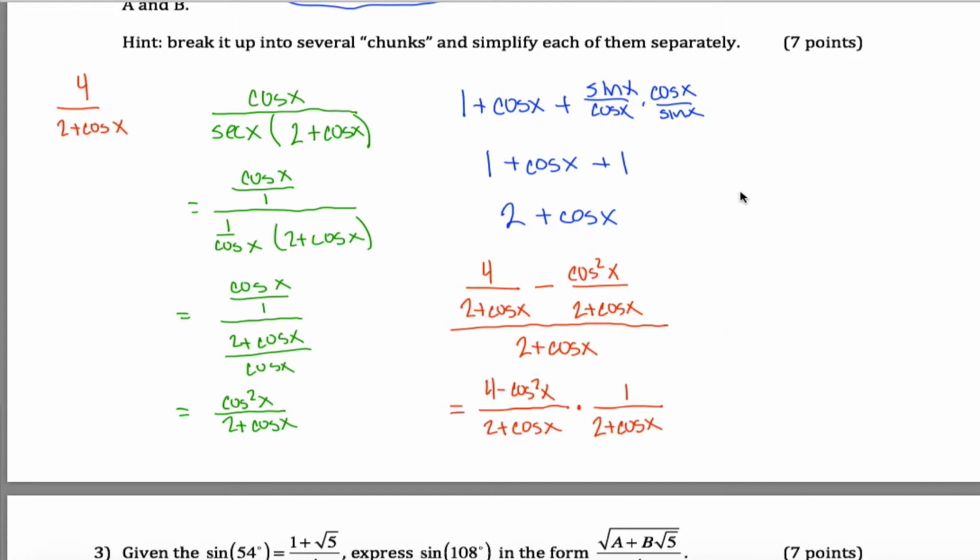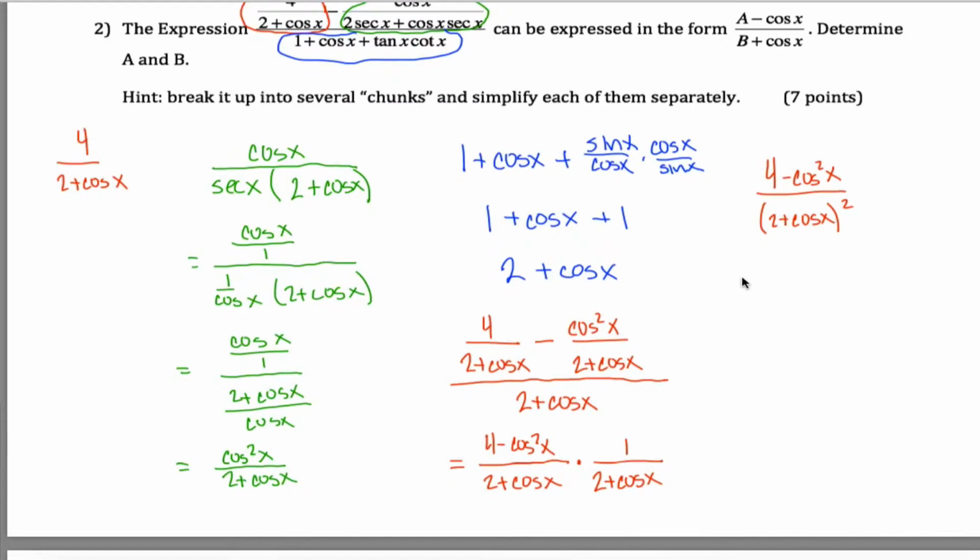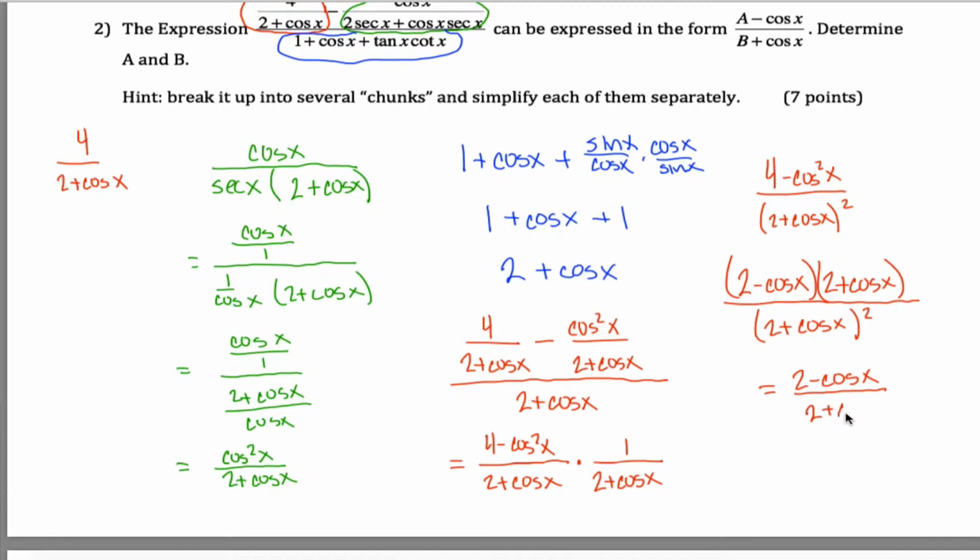From here, we're almost done. I got 4, I guess I'm jumping up here, minus cosine squared x divided by 2 plus cosine of x squared. I want it to be this form. These squares are annoying. I don't quite have the squares, but if you factor the numerator, it's a difference of squares. You can make it 2 minus cosine of x times 2 plus cosine of x divided by 2 plus cosine of x squared. One of these 2 plus cosine of x's cancel, and you're left with 2 minus cosine of x divided by 2 plus cosine of x.